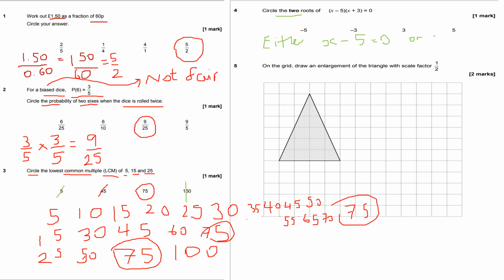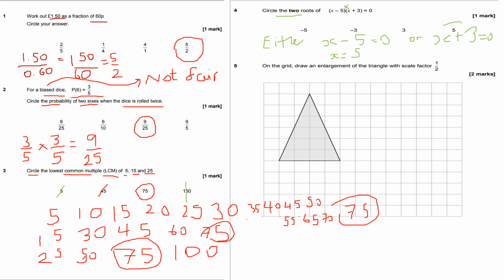Because it comes from the idea that if one bracket equals 0, then the whole thing must equal 0, because I've got a times in between the brackets. Anything times 0 is always going to be 0. So if I solve the first one here, I get x is equal to 5 by adding 5 to both sides to balance it. So I add 5 here.